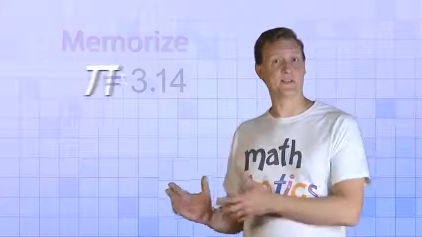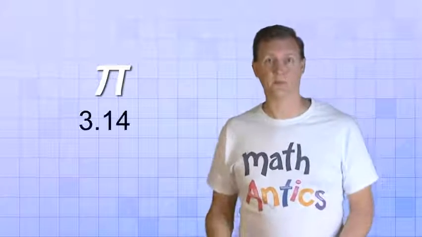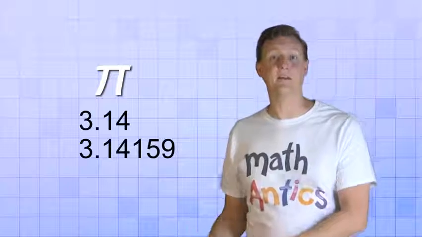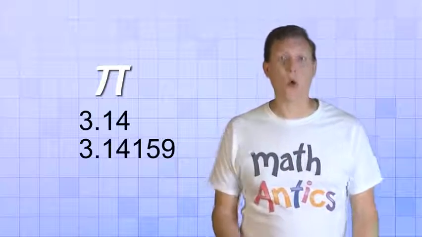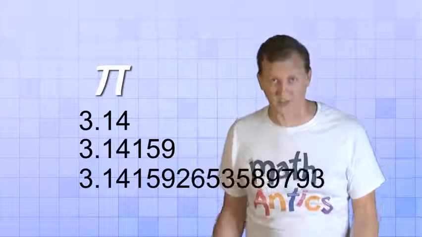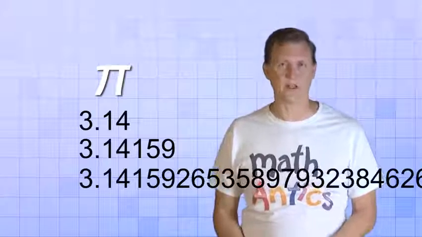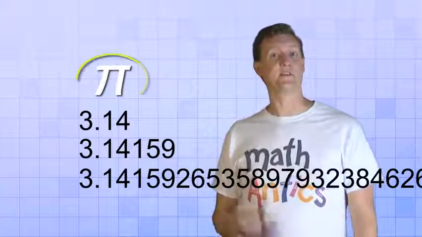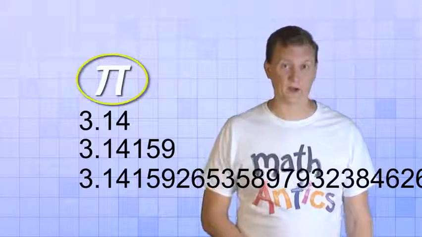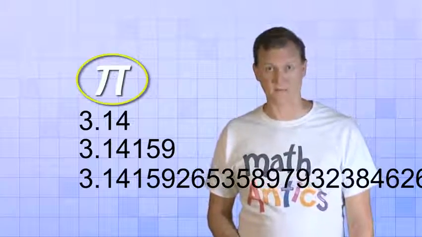And that's why we use a symbol for pi in equations. We could write pi with just 2 decimal places, or we could write it with 5 decimal places to be more accurate, or we could write it with hundreds of decimal places to be super accurate, or we could just use the symbol to represent the true value, which is infinitely accurate.